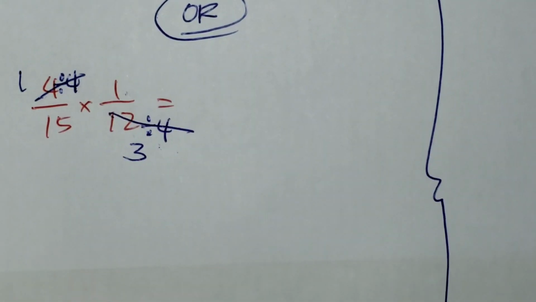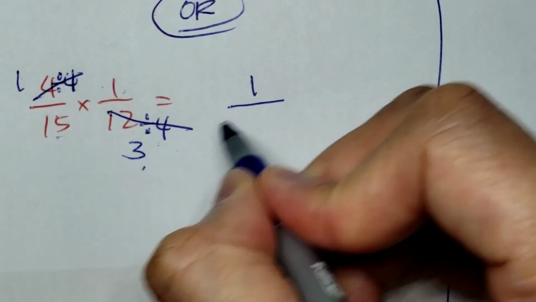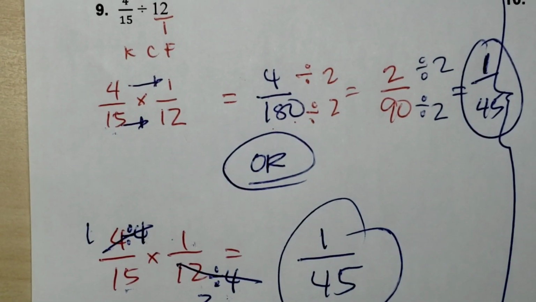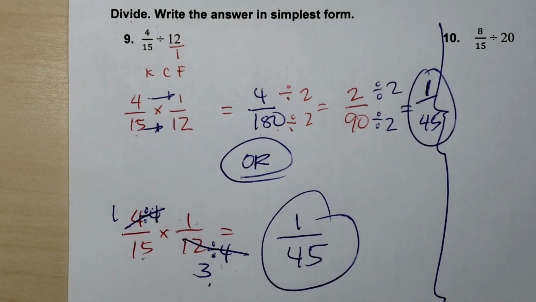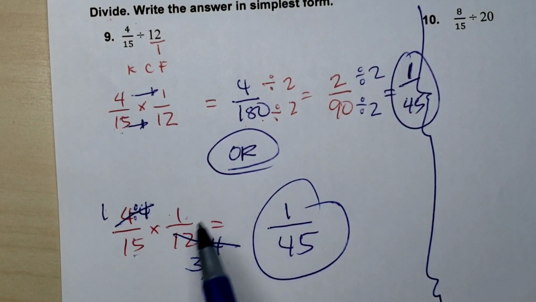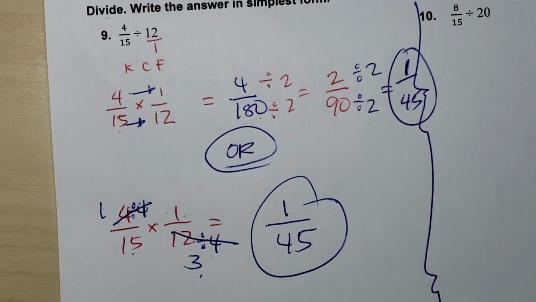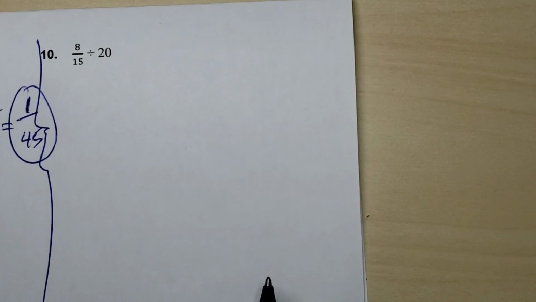So now let's multiply straight across. 1 times 1 is 1. 15 times 3 is 45. Makes life easier. Right? Now, either of these methods are okay. I'm just showing you the easiest way, and cross-simplifying or cross-canceling is the easiest way to do multiplying or dividing fractions.